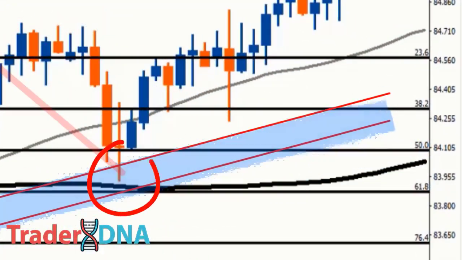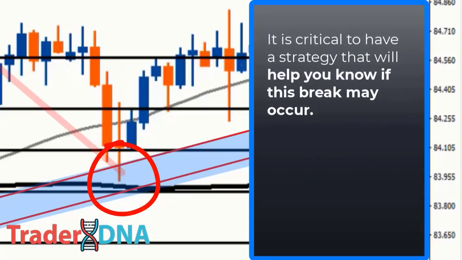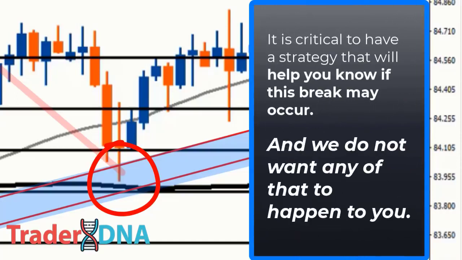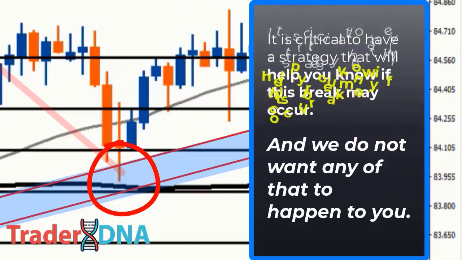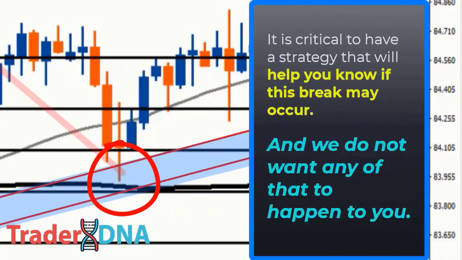Great, it hit the trend line, so why can't we just go ahead and buy now since it is an uptrend? Well, if you ask that, good question. As I said, the market tends to follow these lines, but sometimes it will fake traders out and they will end up losing a lot of money when it breaks the trend. This happens every single day, which is why it is critical to have a strategy that will help you know if this break may occur. And we do not want any of that to happen to you, so let's check out the criteria to enter to help us make a safe entry.